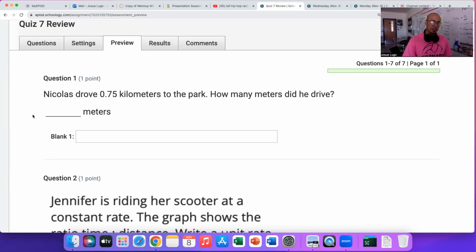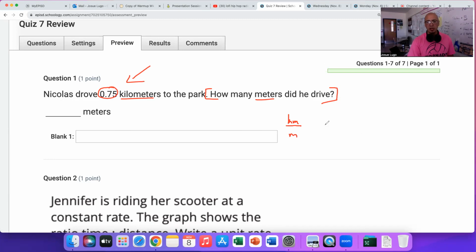Question one. It says that Nicholas drove 0.75 kilometers to the park. How many meters did he drive? In other words, guys, I want to change this unit of kilometers into meters. We need to convert. And as we've seen with conversions, we always want to write down the units that we are using. In this case, I'm using kilometers and meters. Now, it doesn't really matter which is on top and which is on the bottom as long as you stay consistent. And so I won't be repeating that over and over again, but I will say it here, guys. Again, it doesn't really matter as long as you stay consistent.